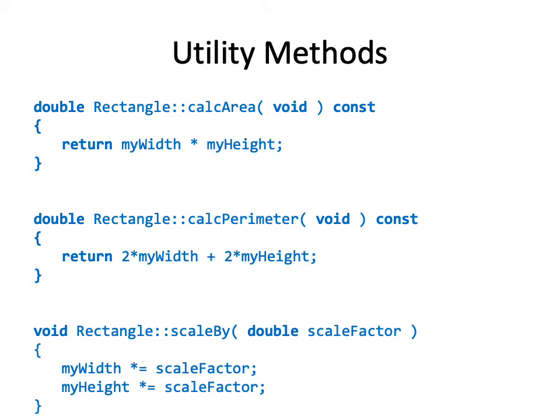Now to calculate the perimeter, that's just the width plus the height plus the width plus the height, so twice the width plus twice the height. I can just return that there, that's the perimeter.